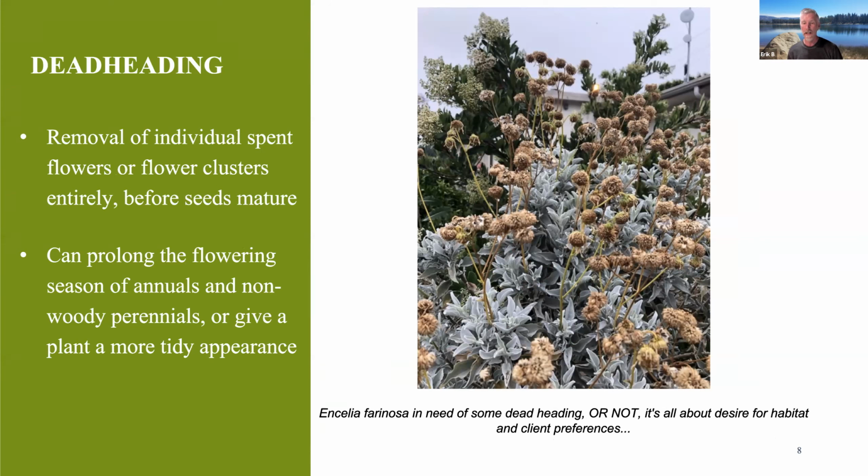So you can deadhead this, and actually this plant also will take a coppicing once in a while. Every couple of years, when this thing gets overgrown, cut it back down to the ground. It'll grow from the base.